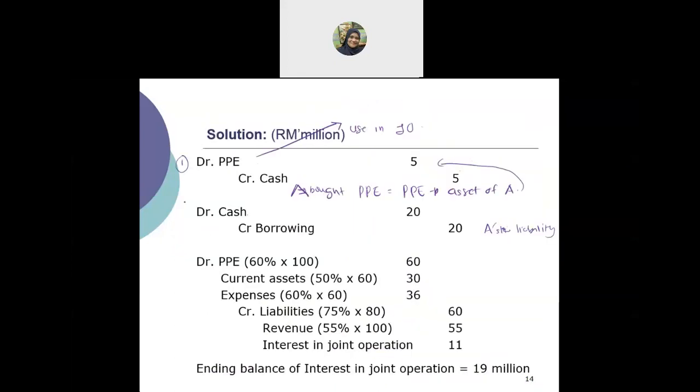Okay, this is the first one. This is the second one. Okay, the third journal entry, can I put it here? For the third journal entry, you need to record the cash that you brought to the joint operations. So you're going to credit cash, 30 millions. And then you're going to debit interest. Please add this one to your note. Interest in joint operation.